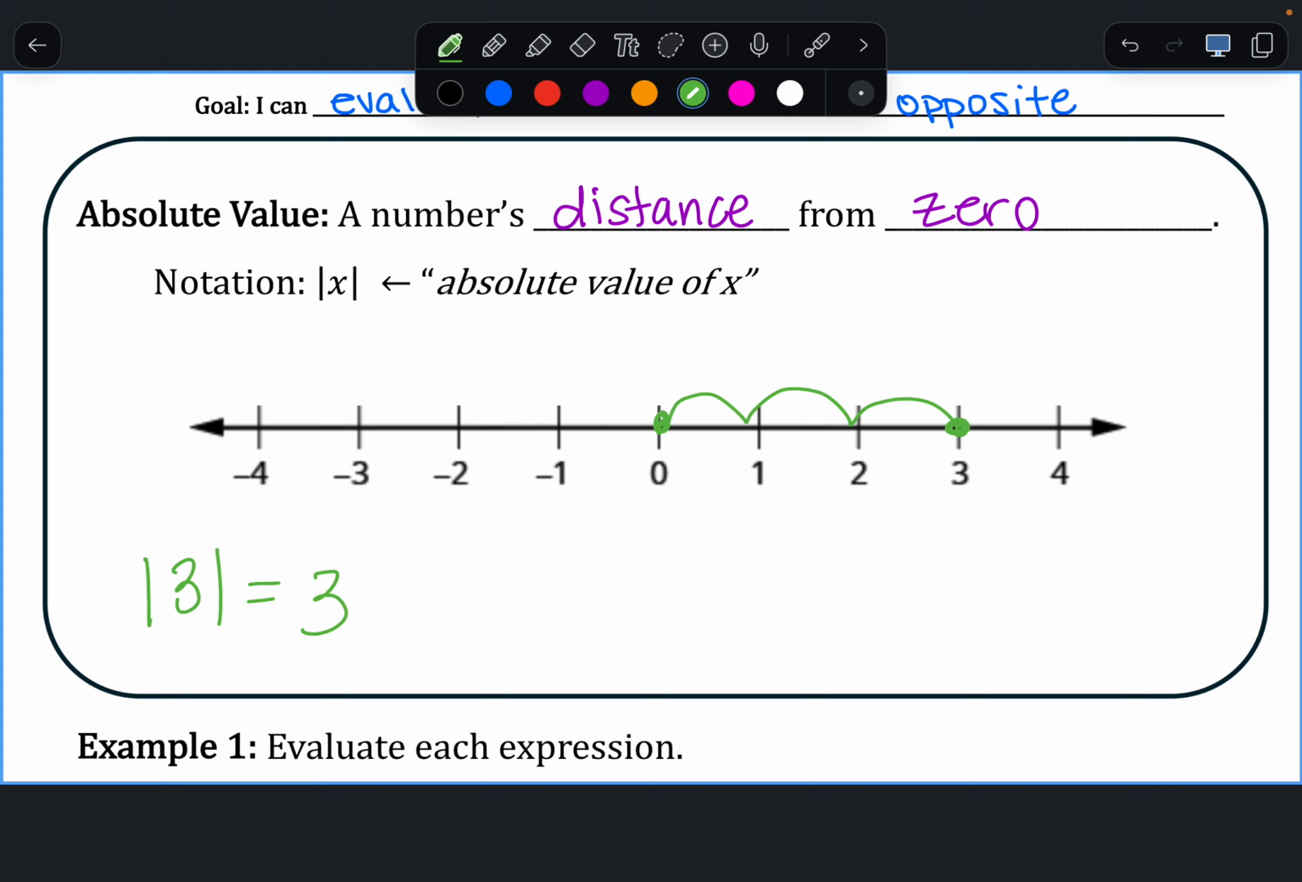Okay. But if I say, what's the absolute value of -4? Here's -4. How far are we from 0? 4. We are 4 away. So the absolute value of -4 is 4. Yes, you've done this before. Okay.